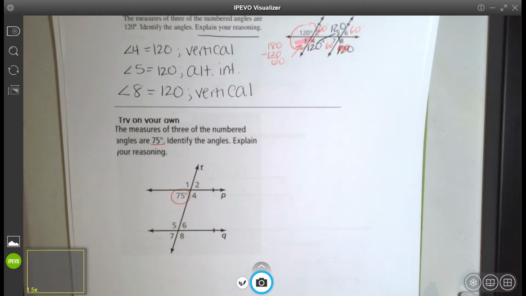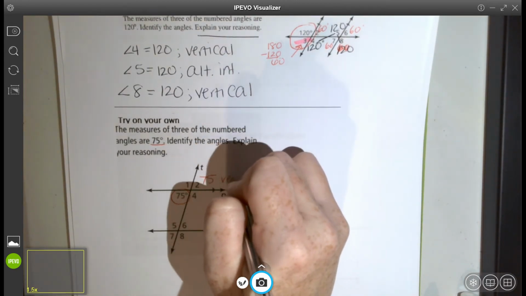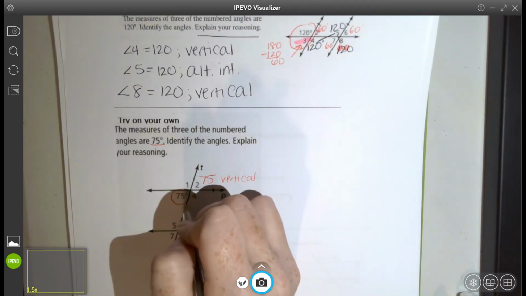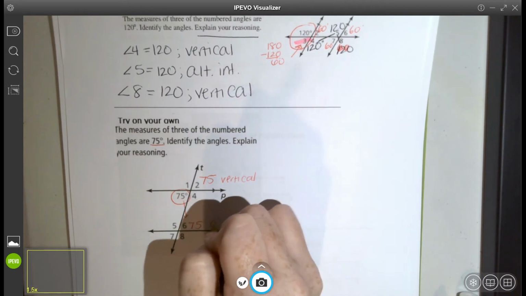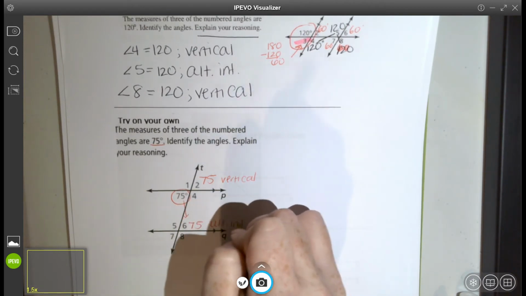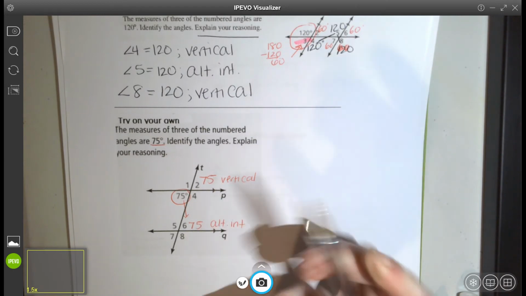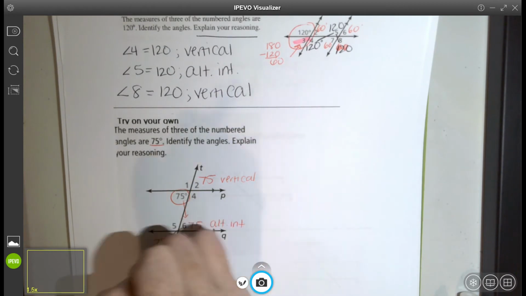All right, so now let's go over it. So here I have 75 for angle 2, and I'm going to say that that was vertical. Now I can say, jumping here to angle 6, that's 75. I can say alternate interior. You might have said corresponding for these two if you jump from here to angle 6. And then angle 7 is 75 as well, and I could say that that was vertical.